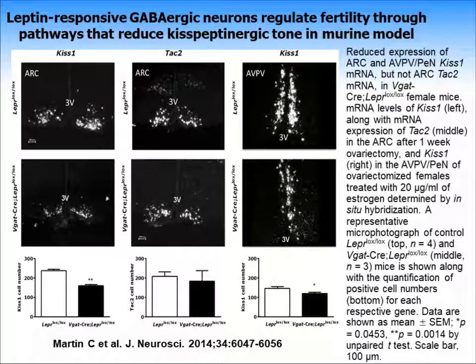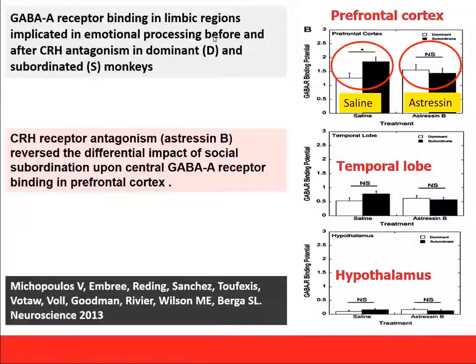And this is just another demonstration. I won't go through all the details because it is quite involved. But basically, what you see is that there are leptin-responsive GABAergic neurons that regulate fertility through kisspeptin, and that's just to reinforce that diagram that was shown previously. And so we do believe that CRH is really the actor here, because when we reverse CRH with a CRH receptor antagonist, actually we reverse some of the findings.